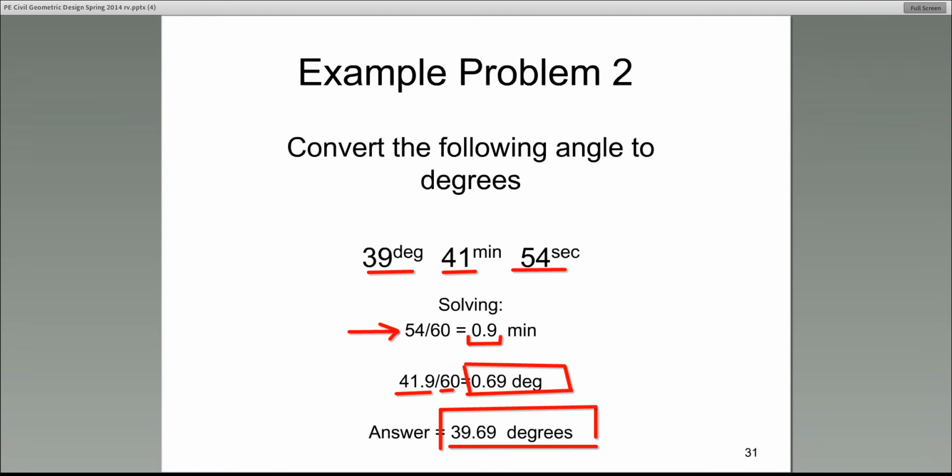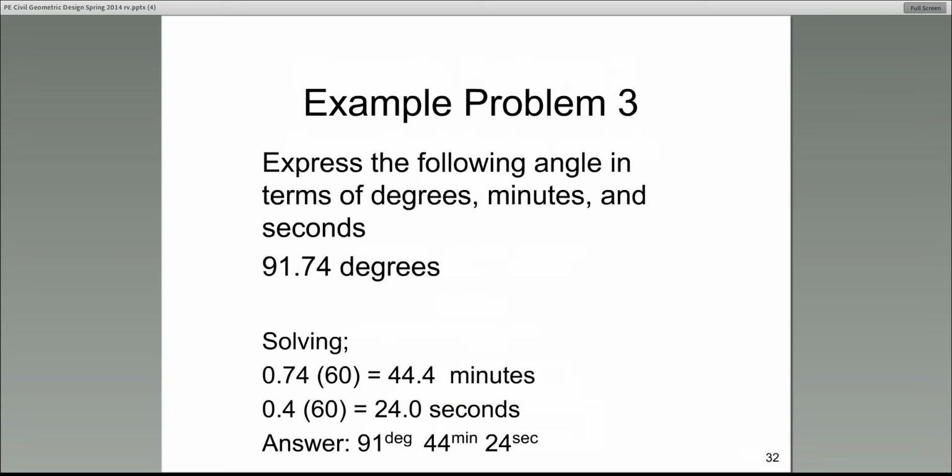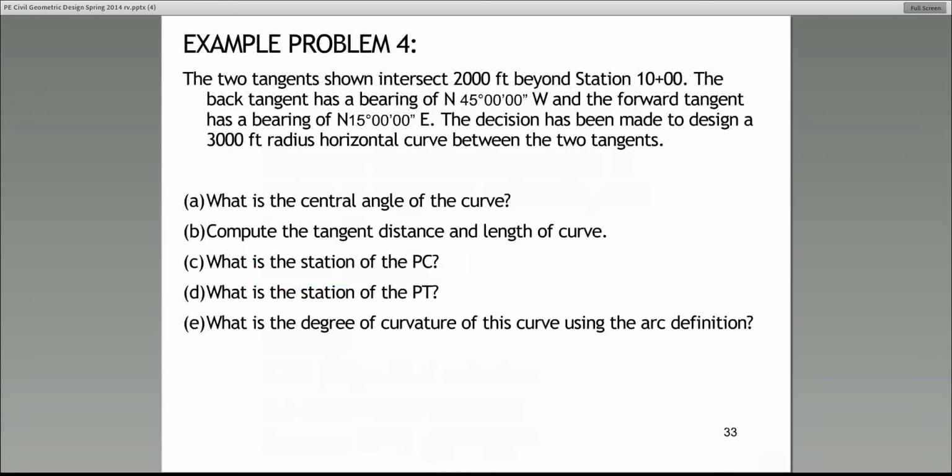Some of you have calculators that actually do this automatically for you, but they also could go the other way. In other words, they give you an angle of 91.74 degrees. Can you express it in terms of degrees, minutes, and seconds? The answer is given to you. This is very simple, but if you don't know it, you just don't know it. But it showed up on the test not too long ago.